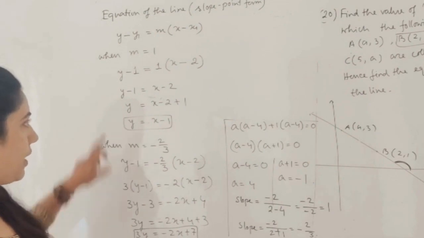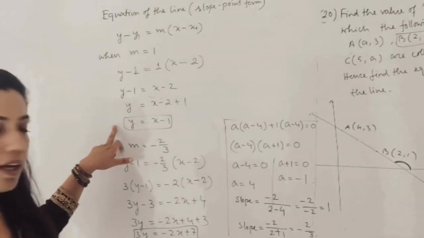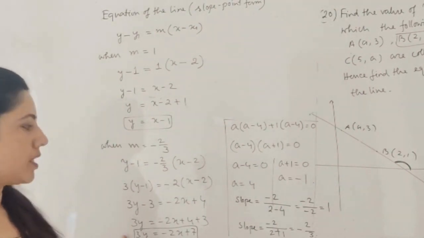So we get two equations of the line. One is y is equal to x minus 1 and the other one is 3y is equal to minus 2x plus 7.